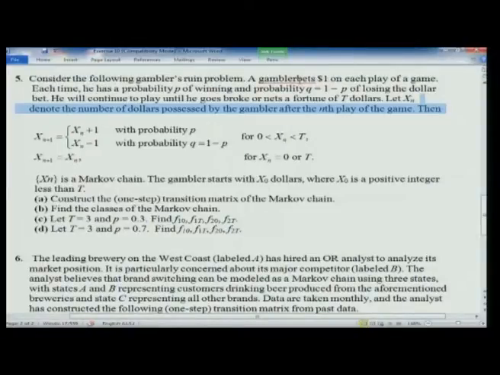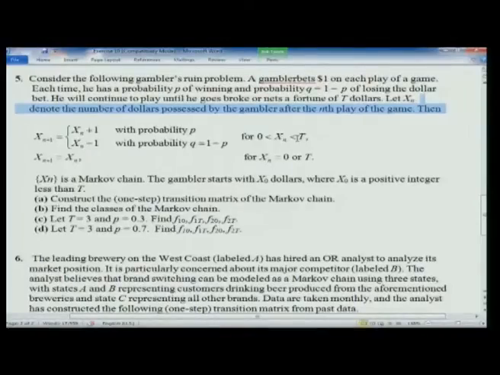Of course, he continues playing only if X n is less than t, and X n plus 1 will be X n for X n equal to 0 or t. If he has no money, then he can't bet, and so he continues to be broke. If he has earned t dollars, then again he does not play, because he has earned his fortune. Now, X n is a Markov chain, we have already discussed this. The gambler starts with X naught dollars, where X naught is a positive integer less than t. As I said, you can say that X naught is i.